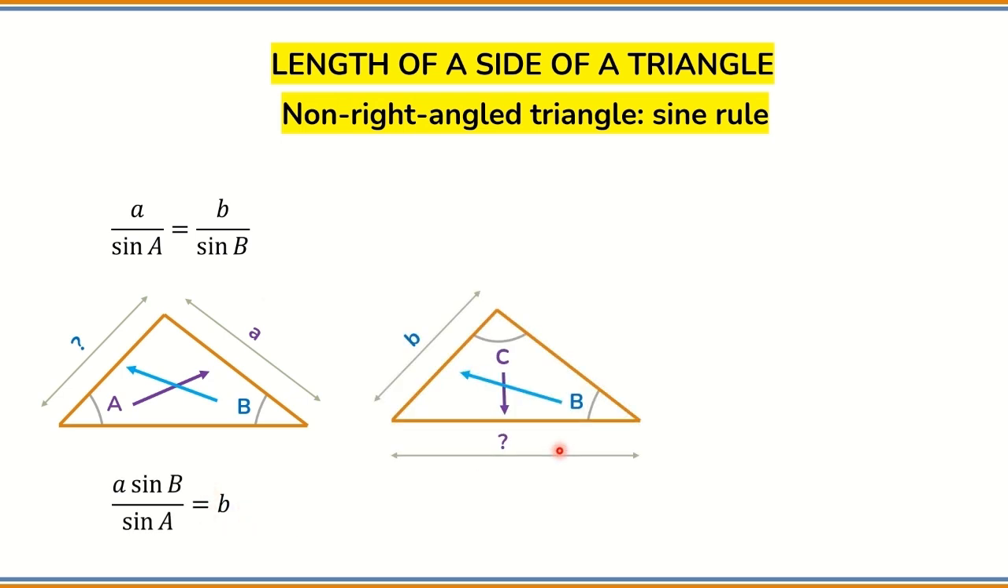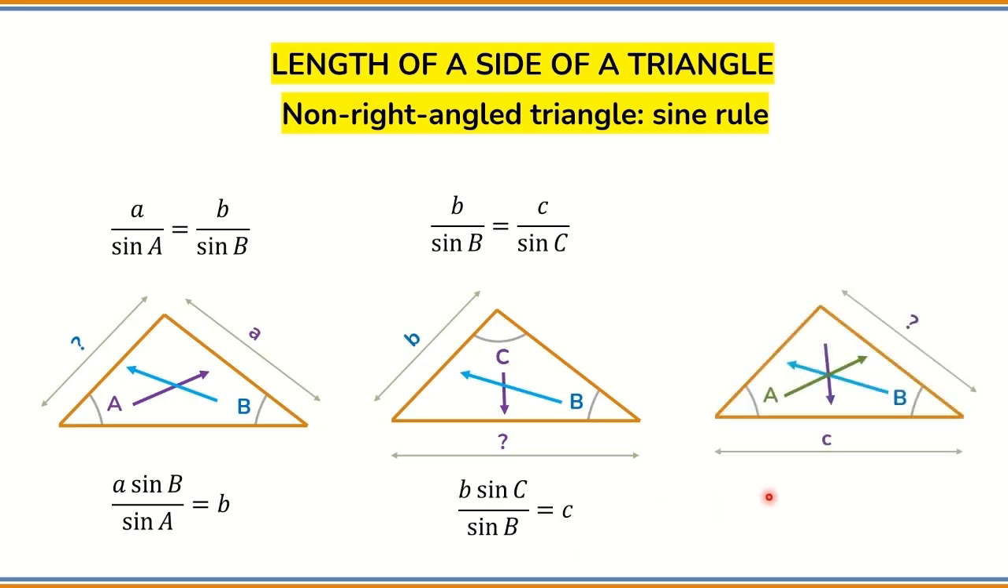In this other example, we know angle B and the opposite side B. We know angle C and we want to calculate side C. We can apply this formula, and as we did before, we will have to rearrange it to make C the subject, and we can calculate it with this formula.